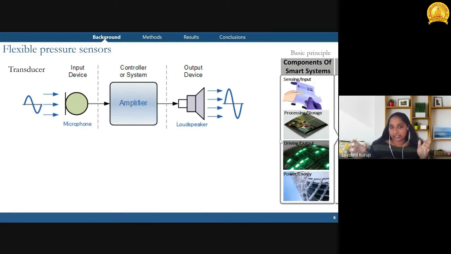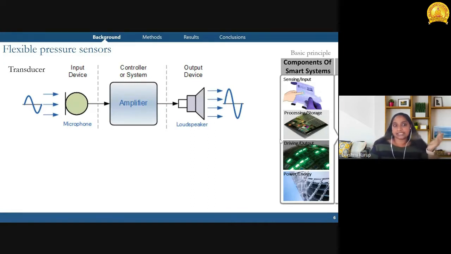Thus, a transducer consists of two main devices: an input device, which is a sensor, and an output device, which is an actuator. This actuator has an input electrical signal and an output that is any other form of signal other than the electrical signal. So I hope you have a small idea of what a sensor and an actuator are and how both together form a transducer.